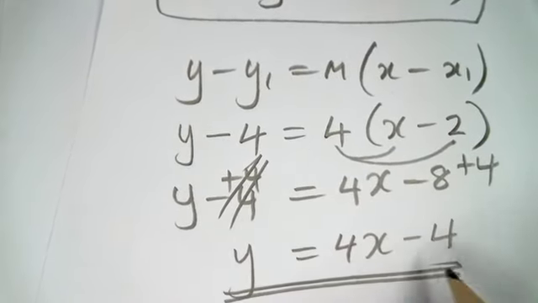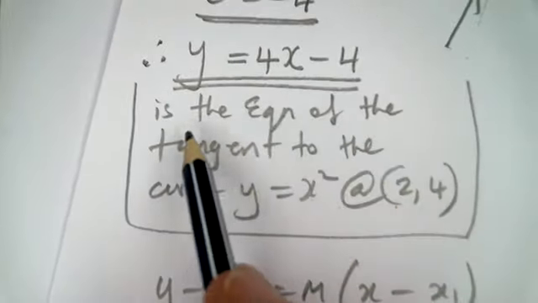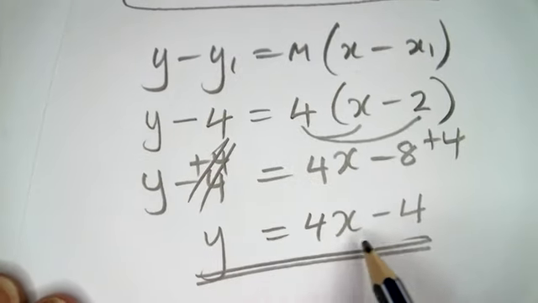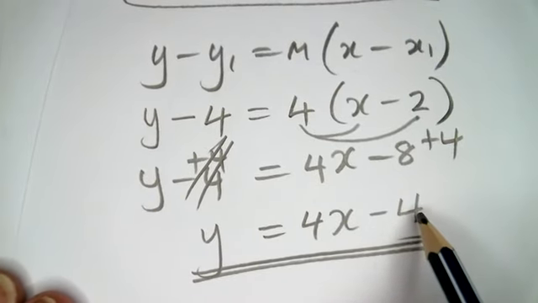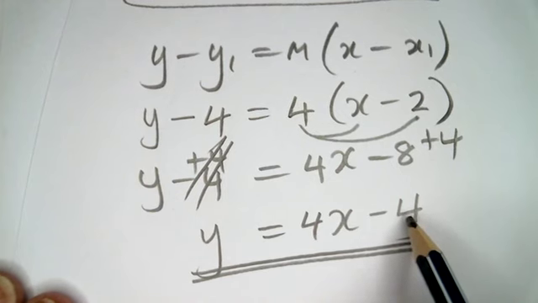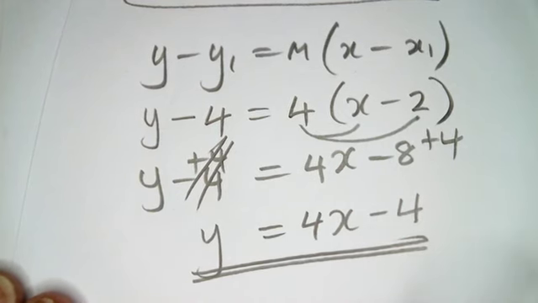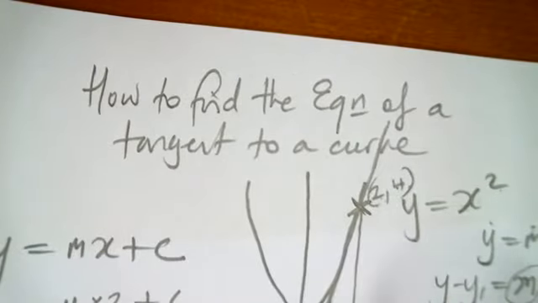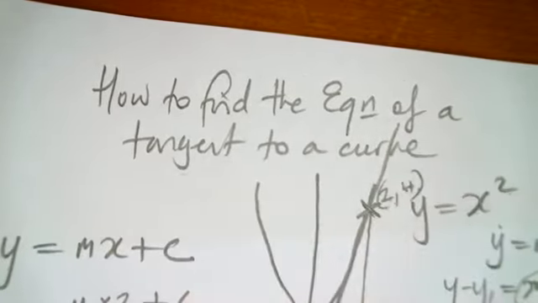And there's the equation. Notice you would need to state that what you've just found is the equation of the tangent to the curve y equals x squared at the point 2, comma 4. And that's how we find the equation of a tangent to a curve.